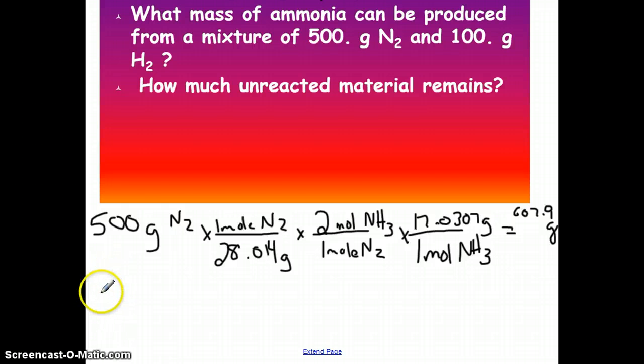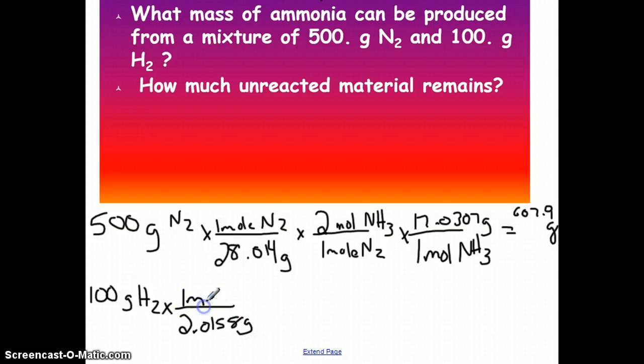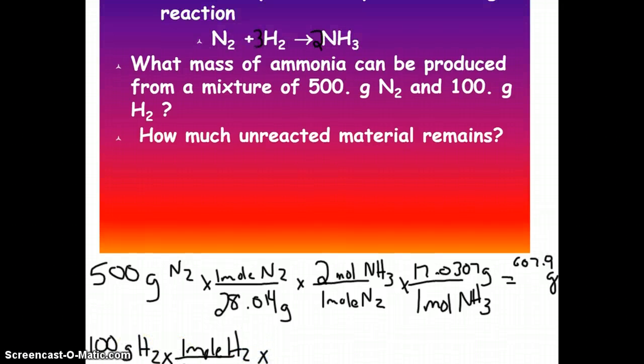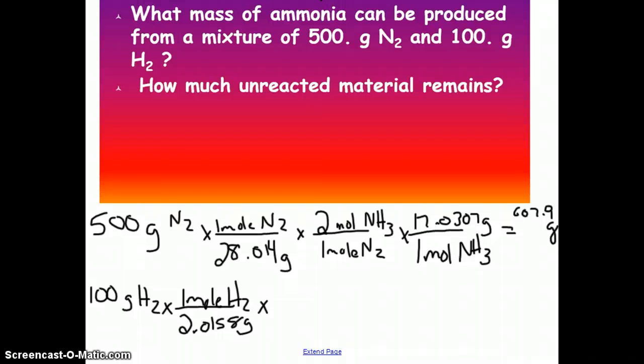All right, now we're going to go back and we're going to do the same thing, but we're going to use 100 grams of H2. Again, we're going to convert it to grams of ammonia. So we're going to put molar mass of H2 on bottom, 1 mole H2 on top. All right, now we're going to use our mole-mole ratios, which were 3 moles of H2 to 2 moles of NH3.